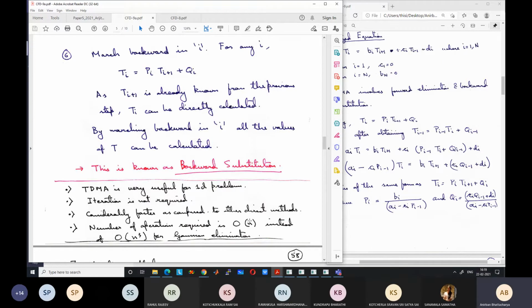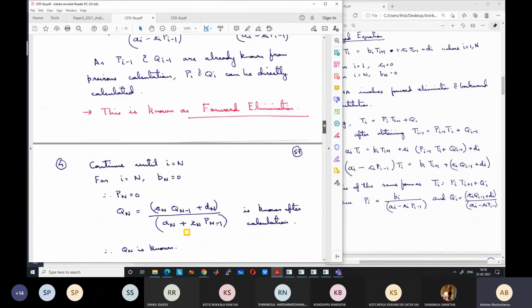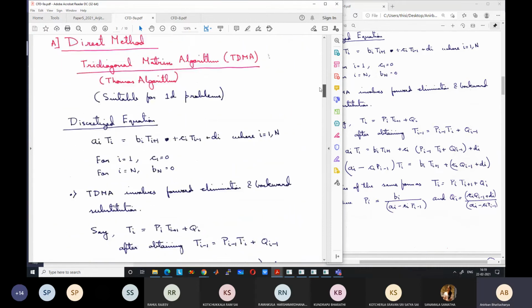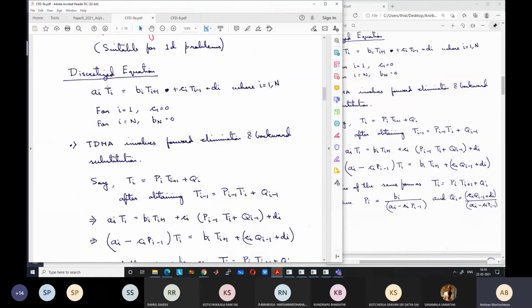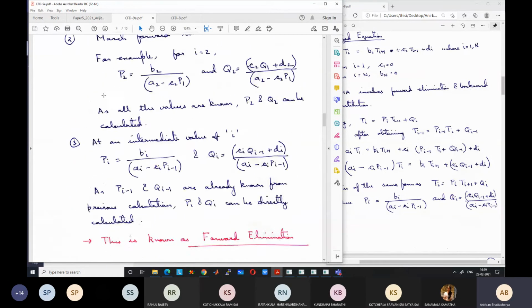Okay, the tri-diagonal matrix algorithm is very useful for 1D problems. And we have already seen the algorithm for that. Any 1D problem, we will see that the equations finally are of this form. Whether it is finite difference, later we will study the finite volume method also. There also we'll see that the equation is of this form. Whatever the method, finally we can use TDMA to solve the equation if it is a 1D problem.